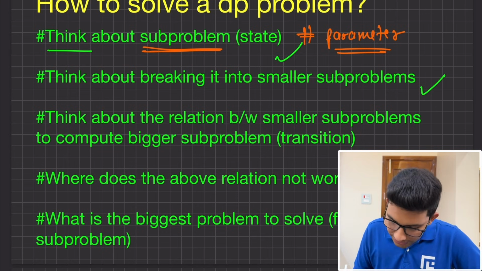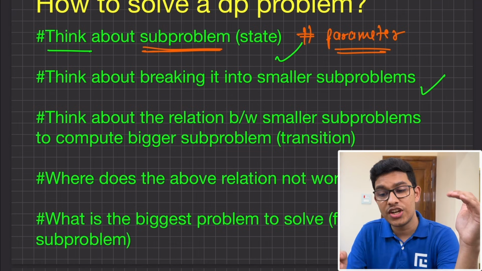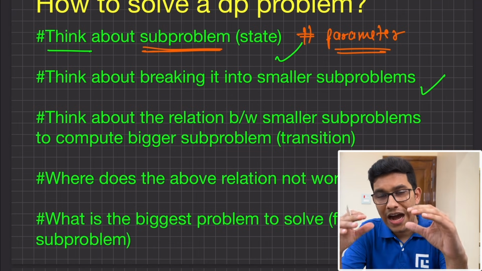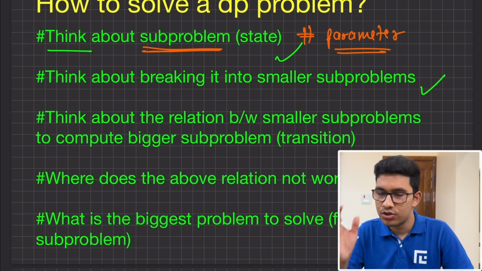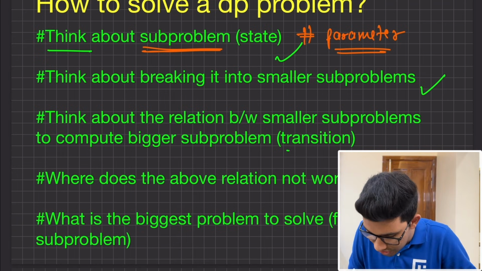Fine. Now, it is also about determining what is the relation between these subproblems. How can you calculate the answer for a bigger subproblem with the help of these smaller subproblems? So that is known as a relation, and this is also known as a transition.